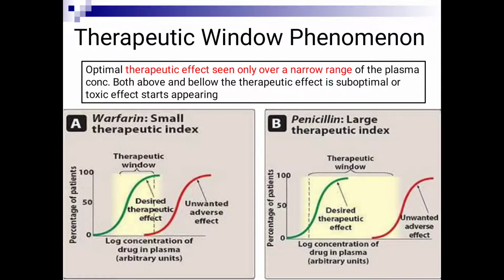Second one is penicillin. It is a large therapeutic index drug. You can see in the graph, this is the dose for the desired effect, and this is the plasma concentration or dose for the adverse effects. In between these two there is a therapeutic window. So here you can see there is a large window between these two, and here there is a small window. Here is a small plasma concentration range, here a large plasma concentration range for the desired effect and adverse effect. So penicillin is a large therapeutic index drug.